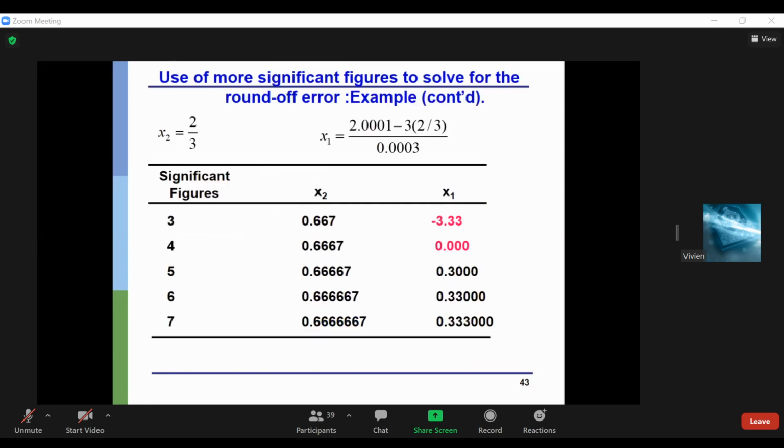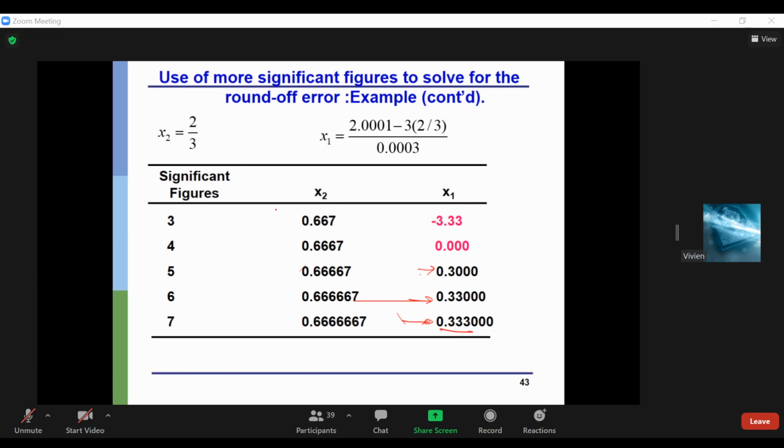Okay, so what we can do here is try with more significant figures in the calculations, and we can see that as we increase the number of significant figures, say we use 5, for example, the value is 0.3. And if we use 6 significant figures, increasing again, 0.33 and so on. So that means if we can include more significant figures, that will result in a more accurate result. So we can see that it is getting closer.